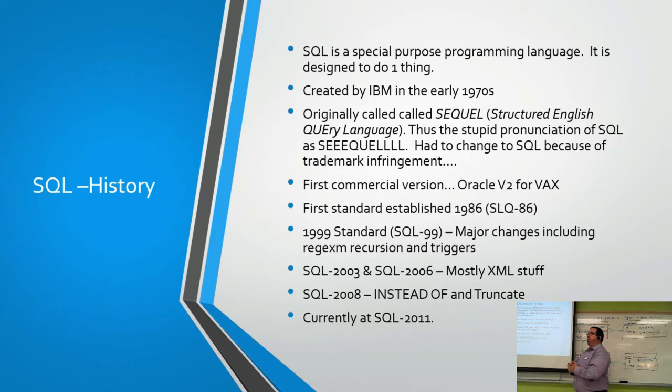They had to change it to SQL because it was a trademark infringement. There was a company in the UK that had trademarked worldwide the word SQL. I don't remember what its purpose was in life, but it was vaguely related to databases. But IBM said, okay, this isn't worth the fight. We're going to step away from this. So what's happened is SQL is still being called SEQUEL by people because of this.